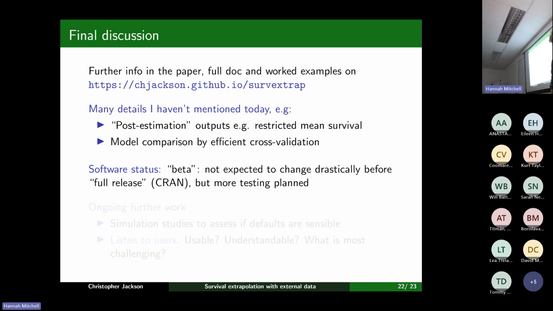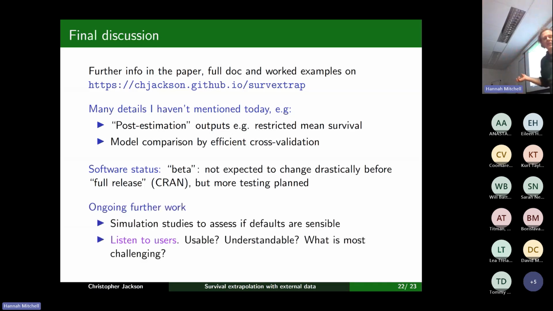So the software is on GitHub at the moment. It's not yet on CRAN. When we've done a bit more work on assessing whether the defaults are sensible, it's going to be put on CRAN. So at the moment, we're doing simulation studies to assess whether the defaults are sensible, because a lot of users are just not going to think about what the priors and what the spline settings are. They're just going to use what's in the package. So ideally, those defaults are going to be sensible in a wide range of realistic situations.